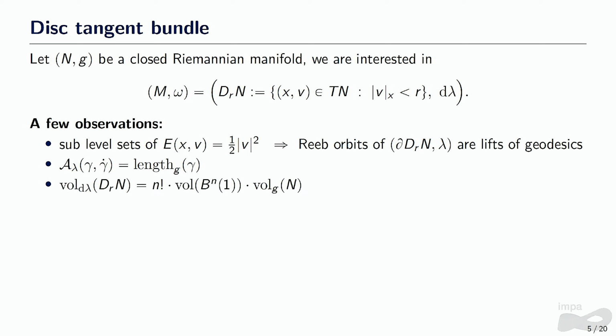And then the third thing, of course, is that the volume of the disk tangent bundle also has a relation with the volume of the base manifold, the Riemannian volume. So indeed, a symplectic systolic ratio here could have implications for the ordinary systolic ratio.